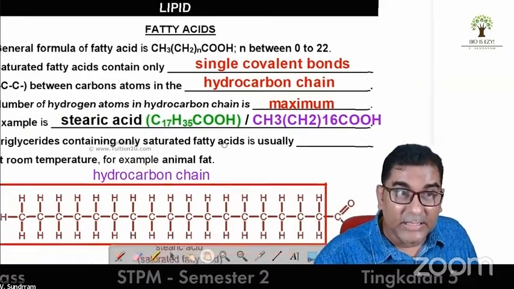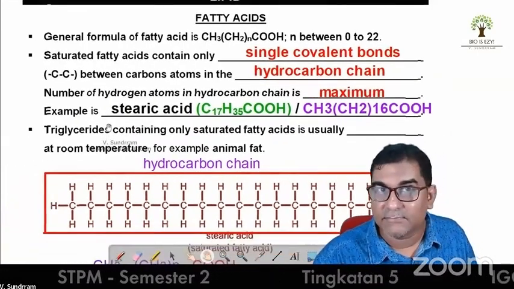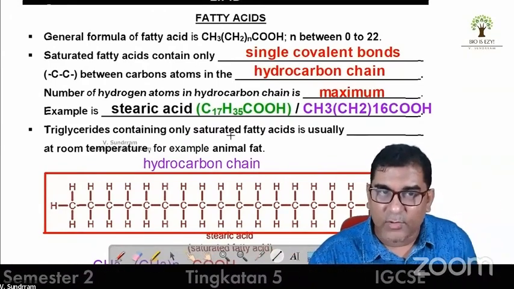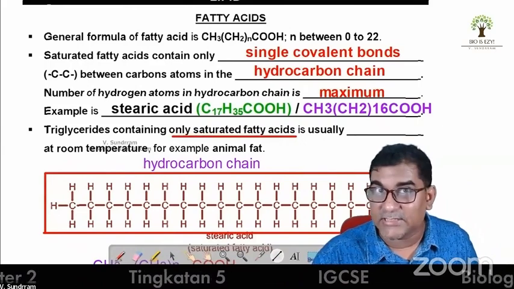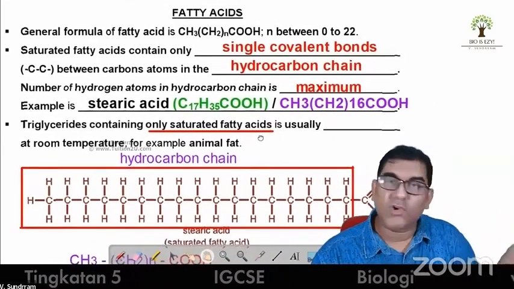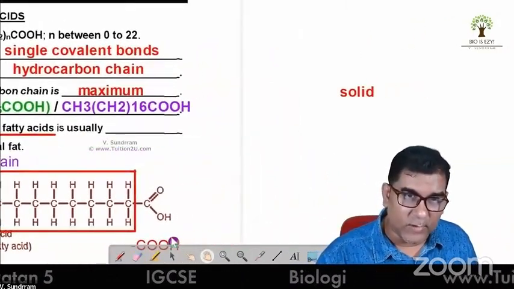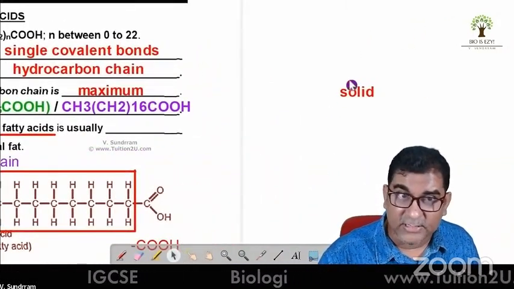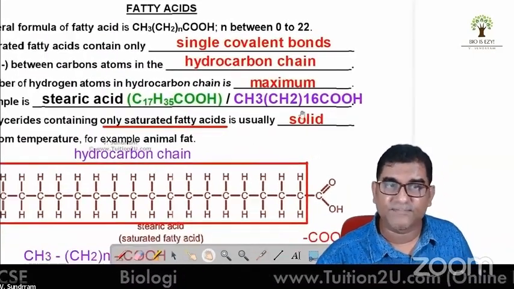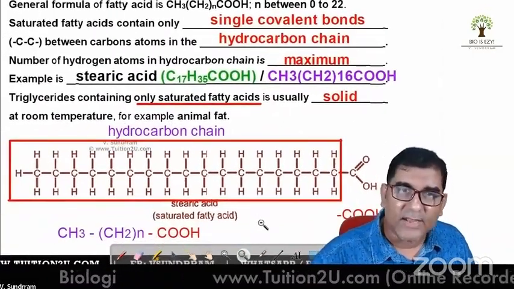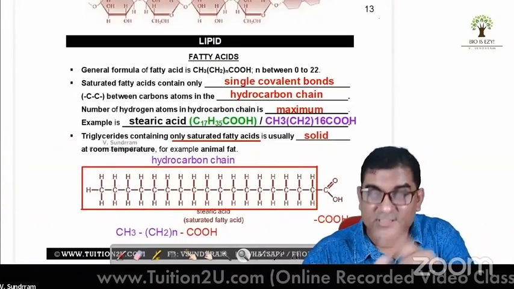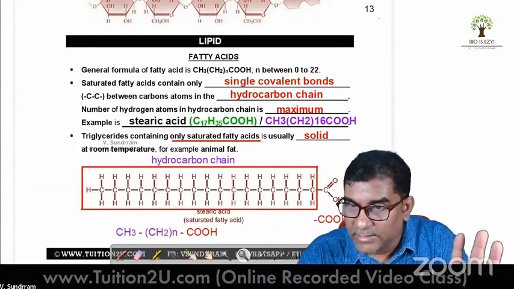And how to form a triglyceride, we'll explain after this. If they have only saturated fatty acid, it's normally solid at room temperature. Now, there is a reason why it's solid. I'll explain later. Normally, saturated is solid, animal fat. We are done with saturated fatty acid. We still need unsaturated. For the moment, any question? That's all.